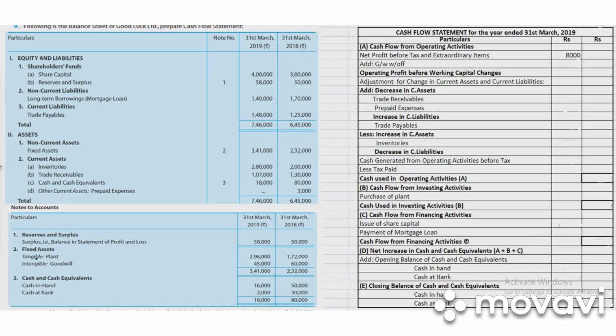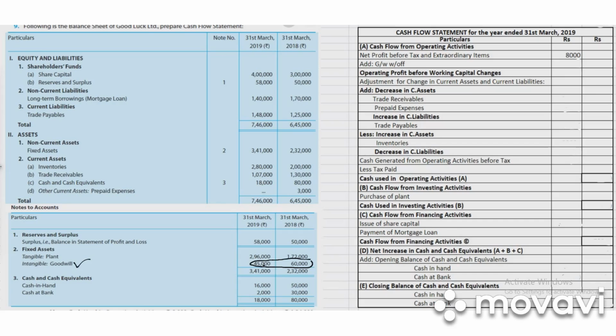You can see this goodwill here. If you refer to the balance sheet, in the notes under fixed assets, intangible asset, you can see goodwill, right? You follow this goodwill and you see the two figures, of current year and of previous year. Previous year it was 60,000, current year it has gone down to 45,000. That is because of amortization of goodwill. Goodwill is written off; we say amortized instead of written off, because it's an intangible asset.